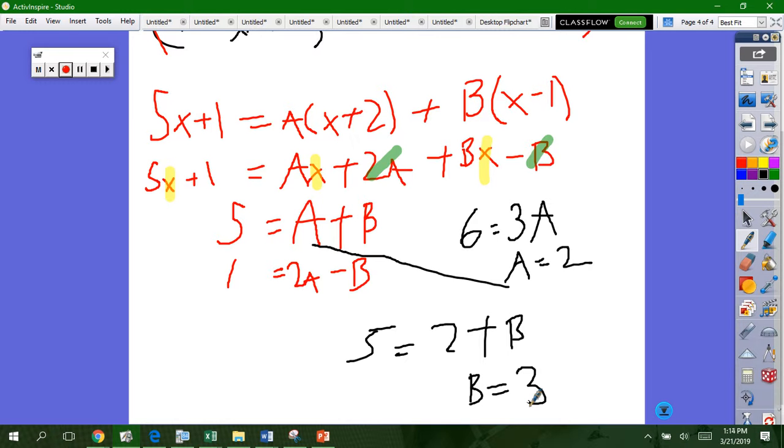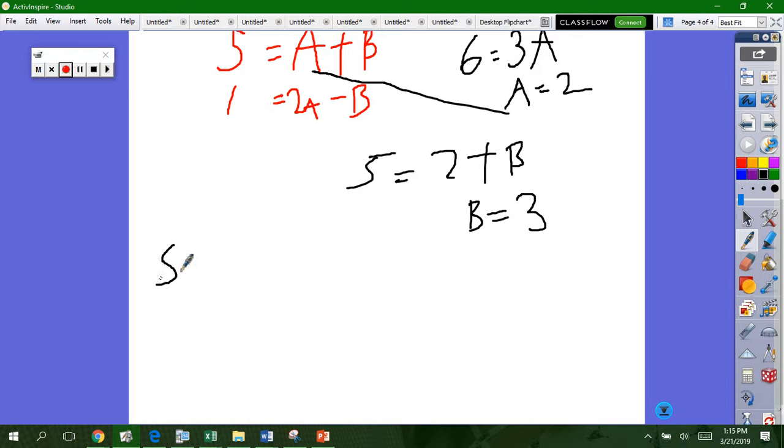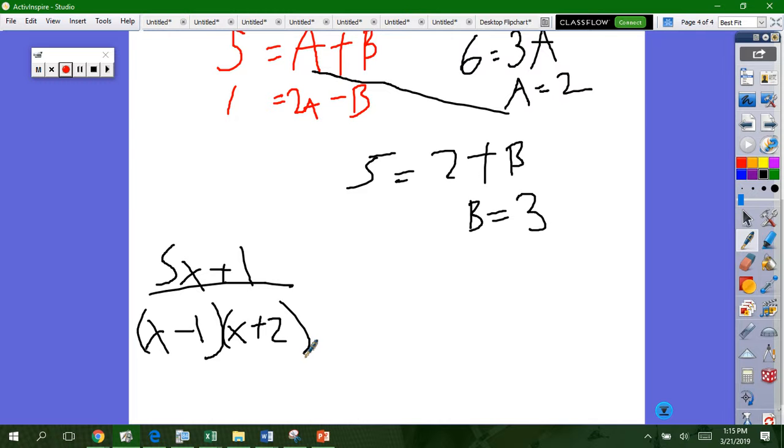Would you guys agree with that? Now notice, guys, this is what it would be then. So this is how you would write your answer. 5x plus 1 over x minus 1, x plus 2. Are those the two things that were underneath it? Yes or no? What was first? Did I have a over who? Was it the x minus 1? So a was 2 over x minus 1 plus 3 over x plus 2.